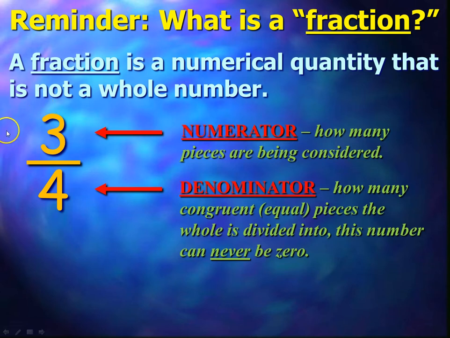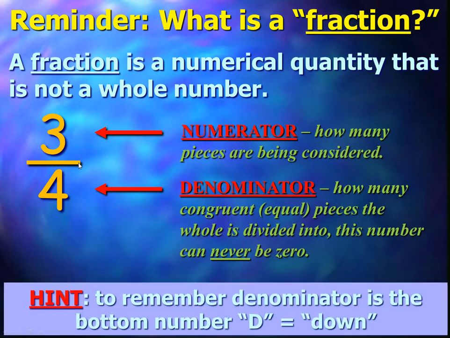The third part of a fraction is the dividing bar, which is right in between the two parts, the numerator and the denominator. Try to remember that the denominator is the bottom number, and as denominator starts with D, so does down. So the down number is the denominator.